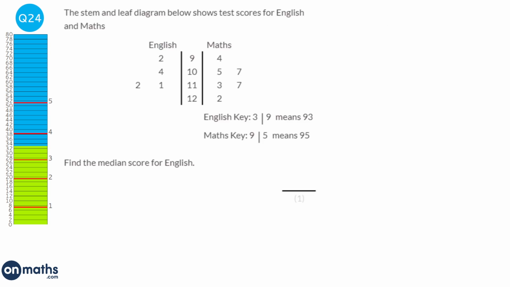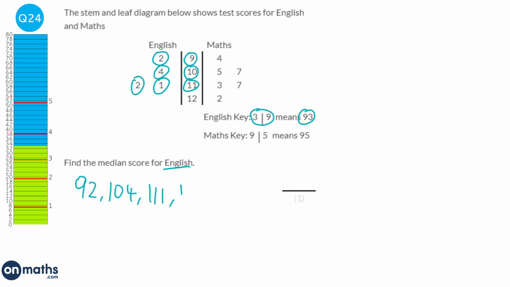So with a stem and leaf diagram, the numbers in the middle often represent tens. They could be units. So we look at the key first of all, and we see that 9 | 3 means 93. So the numbers in the middle are going to represent 10. So this is a 90. Now we're looking for English, so this will be 92. So our first number will be 92. Then this will be 10 tens and a 4. So it would be 104. 11 tens and 1. So 111, and then 11 tens and 2.